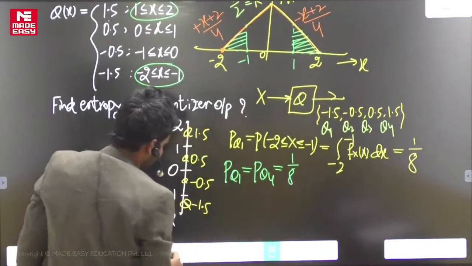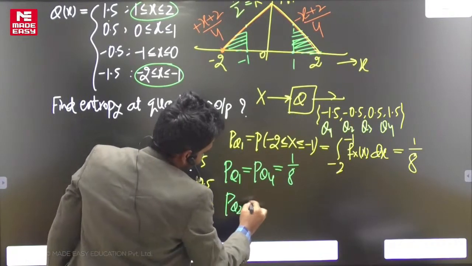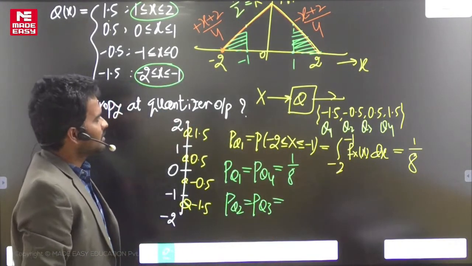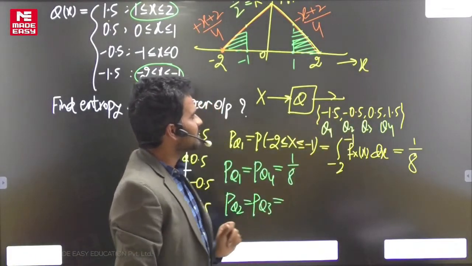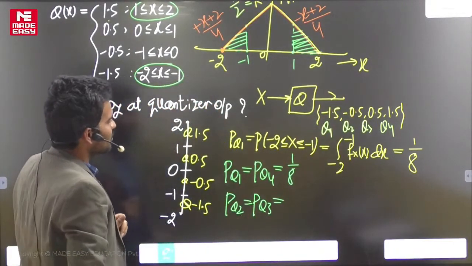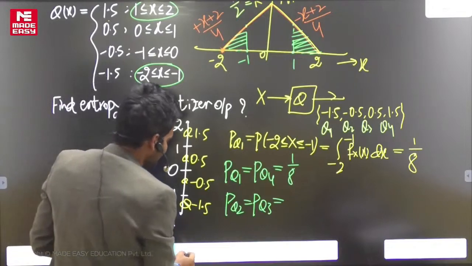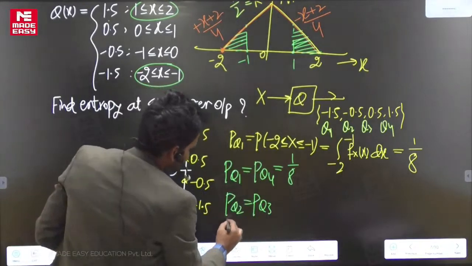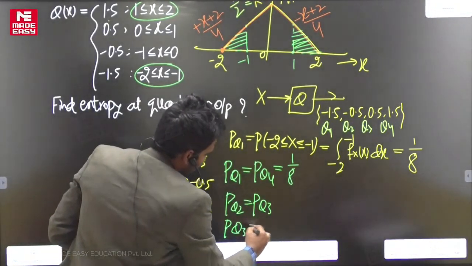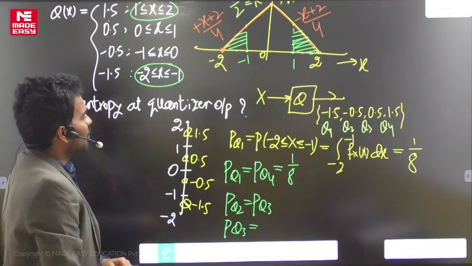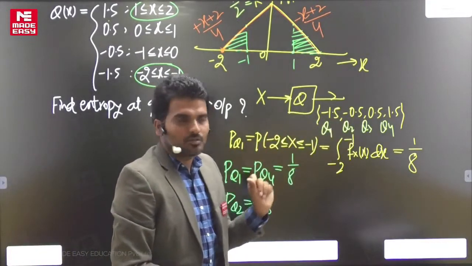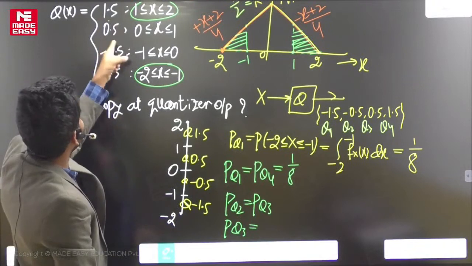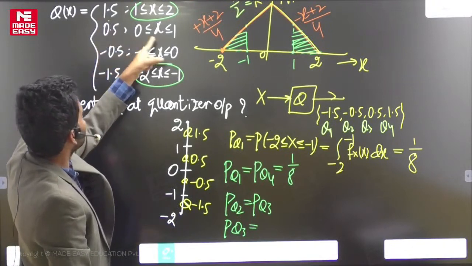Okay. Now similarly PQ2 is the same as PQ3. So the chances of Q2 and Q3 will be the same. If you try to find PQ3, for example, what is the chance for Q3 at the output of quantizer? Q3 means 0.5. So to get 0.5 at the output of quantizer, x should be in between what?